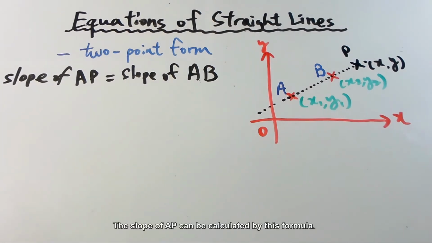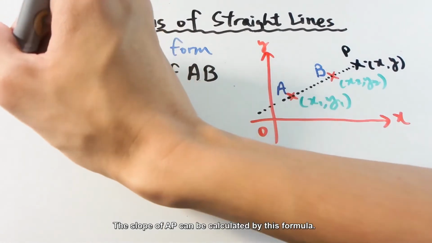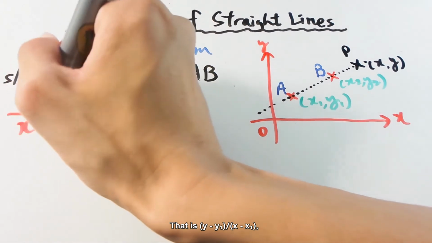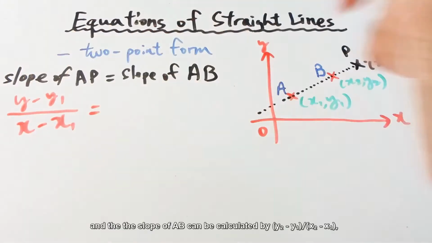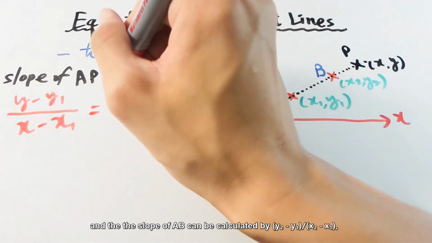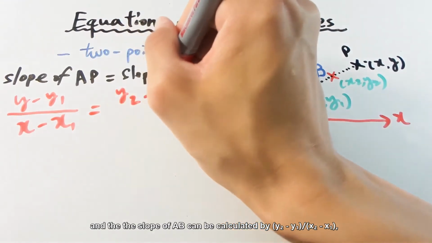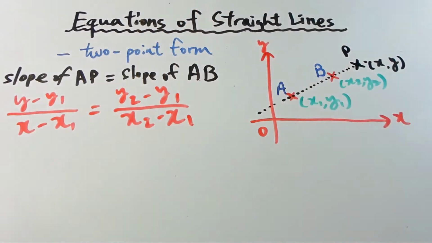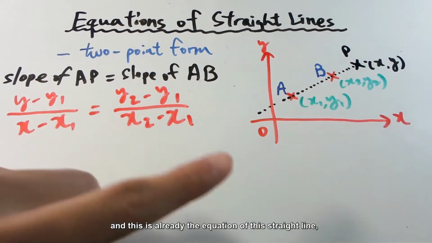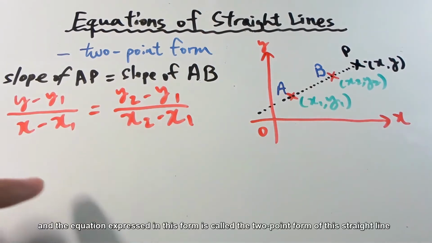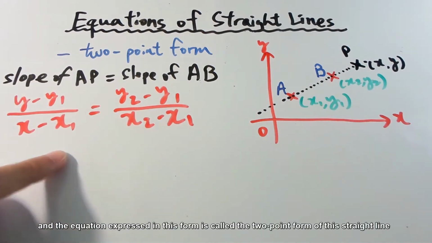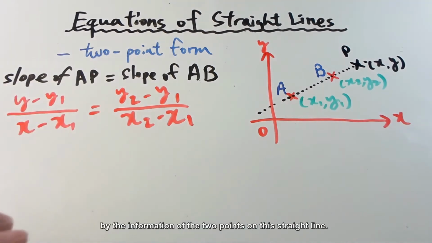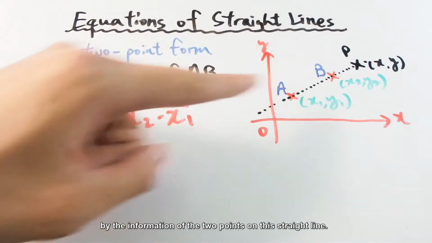The slope of AP can be calculated by this formula, that is y minus y1 over x minus x1. And then the slope of AB can be calculated by y2 minus y1 over x2 minus x1. And this is already the equation of this straight line. And the equation expressed in this form is called the 2-point form of this straight line, because this straight line is obtained by the information of the 2 points on this straight line.